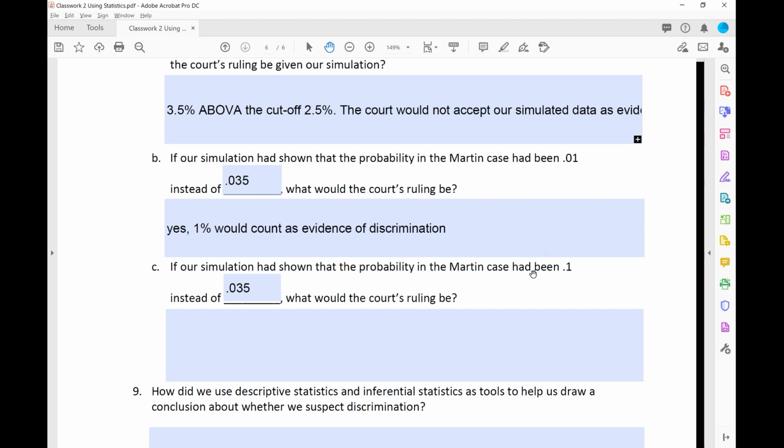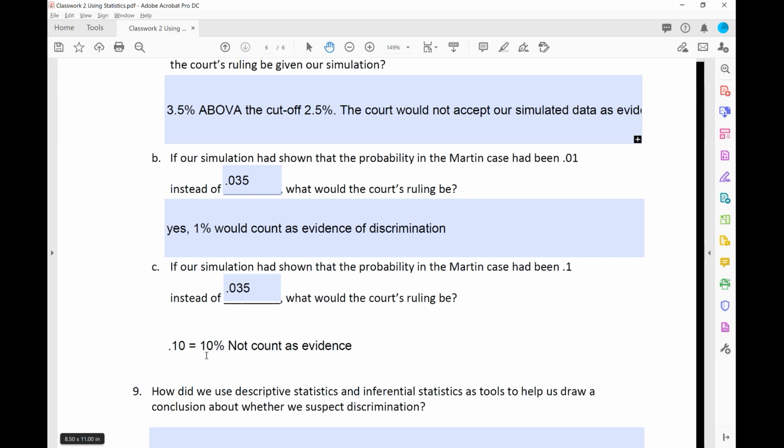Now, again, we're just practicing our decimals here. So if our simulation had shown that the probability in the Martin case had been 0.1 instead of 0.035, what would the court's ruling be? Well, here, 0.1, if we moved that decimal 2 places to the right, we would have to imagine that invisible 0 there, right? So 0.1 is actually the same as 10%. Is 10% below our cutoff of 2.5%? No. So in this case, it would not count as evidence of discrimination.